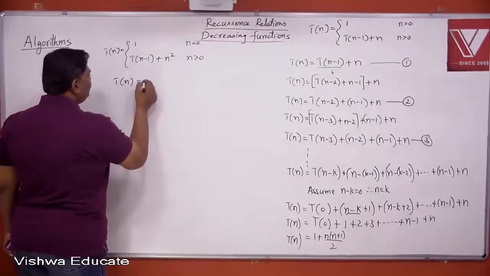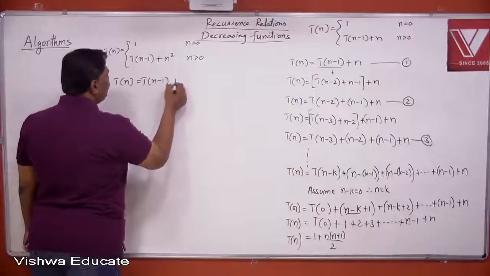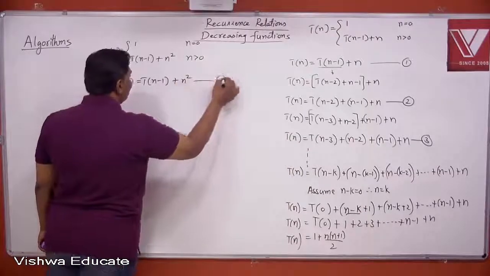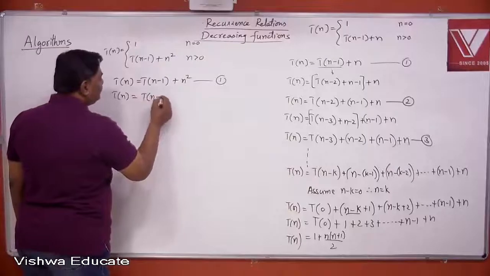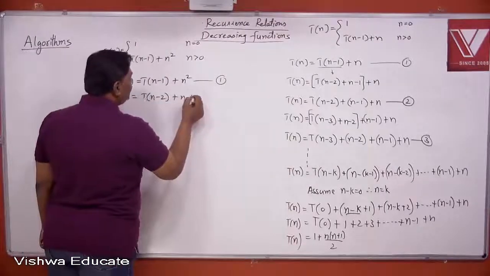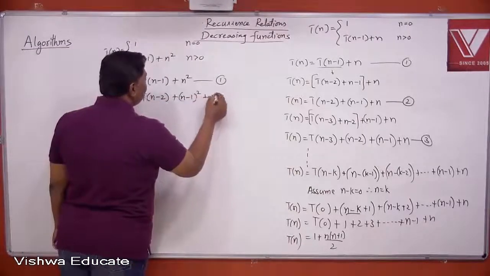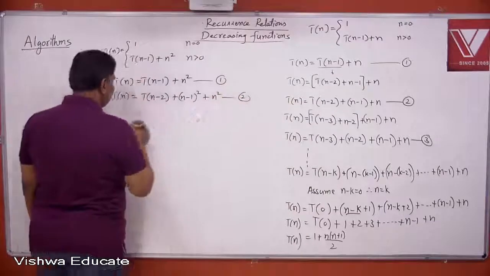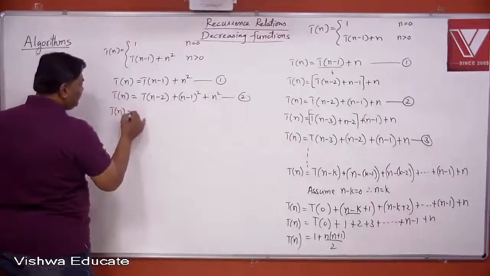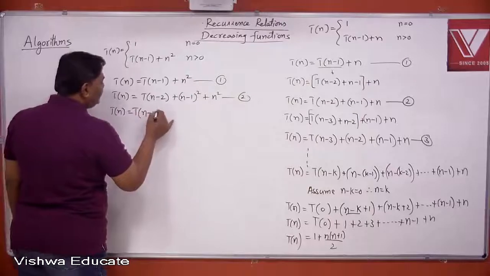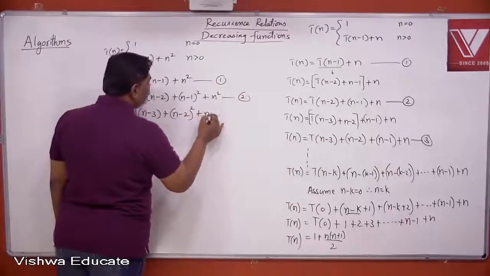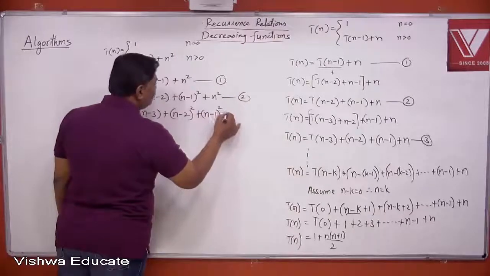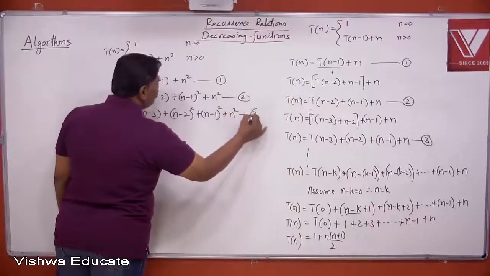Tn is equal to Tn minus 1 plus n square. That's the first equation. Then Tn is equal to Tn minus 2 plus n minus 1 whole square plus n square. That's the second equation. Then the third equation: Tn minus 3 plus n minus 2 whole square plus n minus 1 whole square plus n square is the third equation.